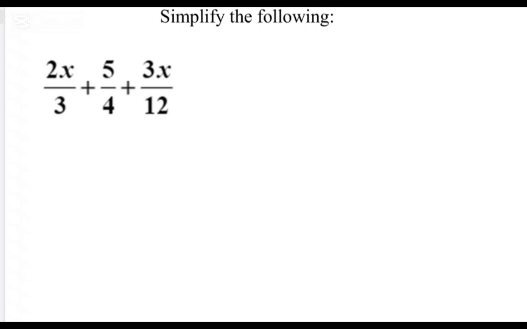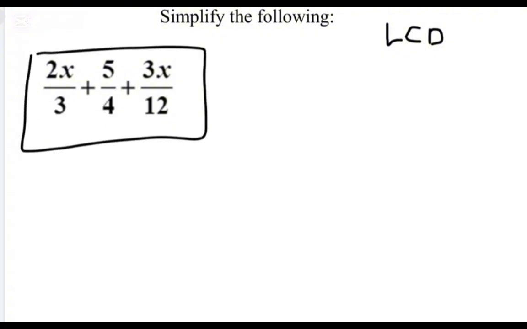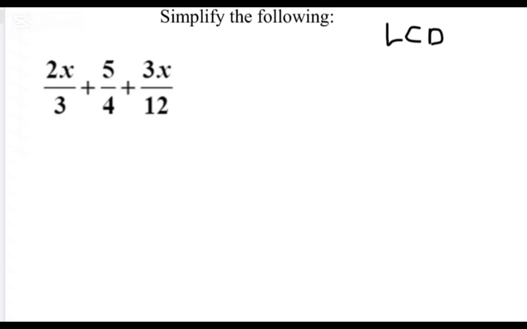In order for us to simplify this, we need to first find the LCD. The LCD for two fractions was very easy. But on this one, listen carefully. In most cases, when you're dealing with three fractions, your LCD is the multiplication of the smaller denominators. Let me repeat that again. To find your LCD in fractions like this, you multiply the smaller denominators together, and that is going to give you the LCD.